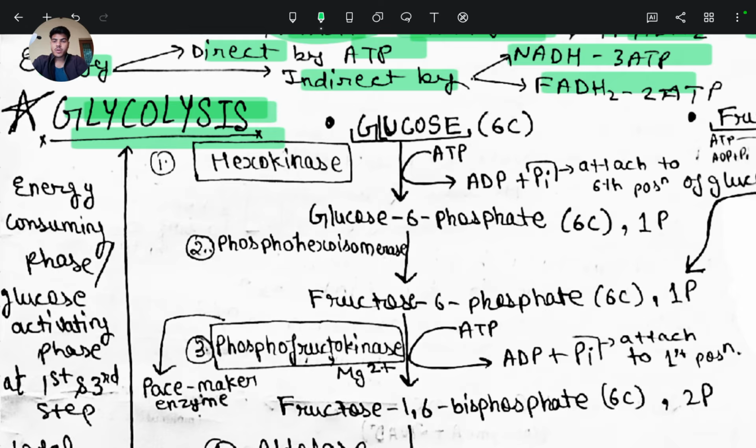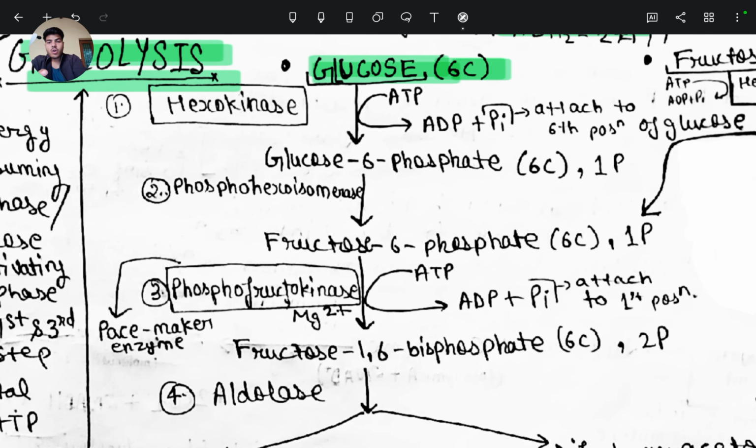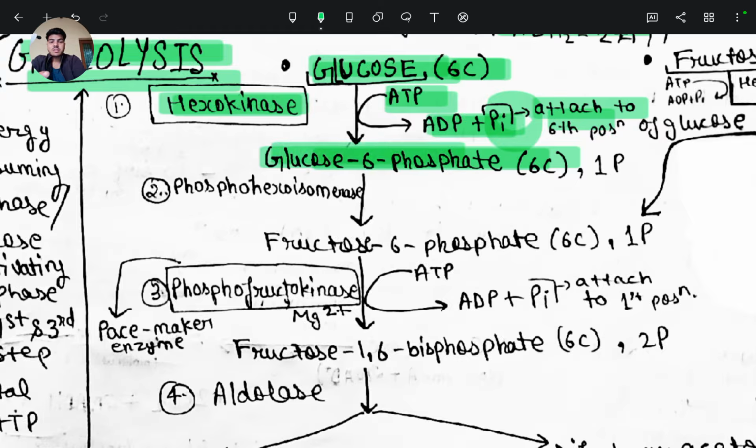It is a universal process which takes place in all living organisms, no matter whether aerobic or anaerobic. Firstly, the simple molecule is glucose, which has 6 carbon. Glucose is oxidized in presence of hexokinase enzyme at the cost of 1 ATP, giving ADP plus inorganic phosphate. This inorganic phosphate attaches to the sixth position of the glucose molecule and forms glucose 6 phosphate, which has 6 carbon and 1 phosphate.